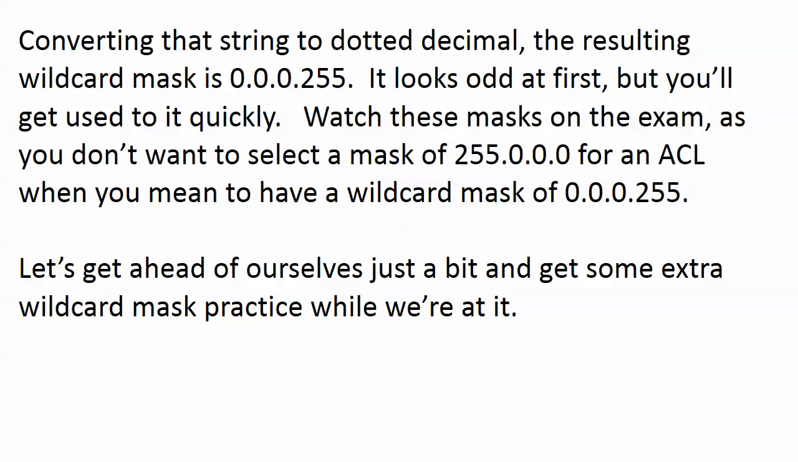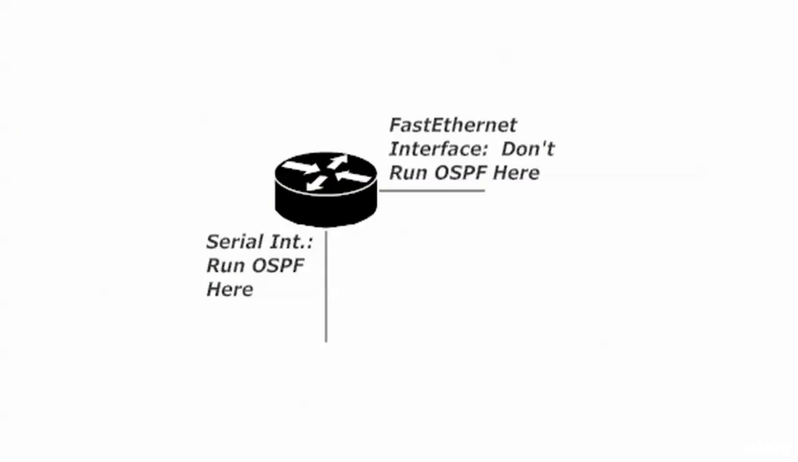We're going to get ahead of ourselves just a little bit here with a routing protocol and get some extra wildcard mask practice while we are at it. One challenge that RIP presents that we can work around with IGRP and OSPF is when you have interfaces on the same major network number on a router, but you don't want to run a routing protocol on all of those interfaces. And I'll show you an example here.